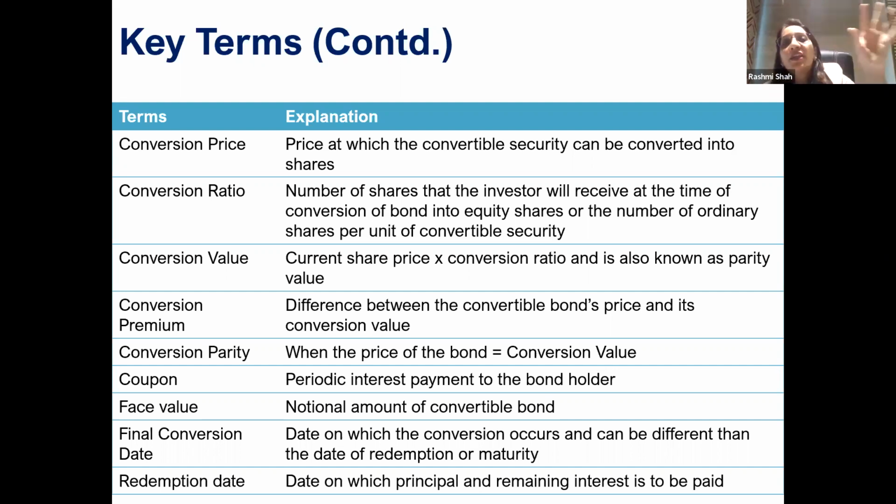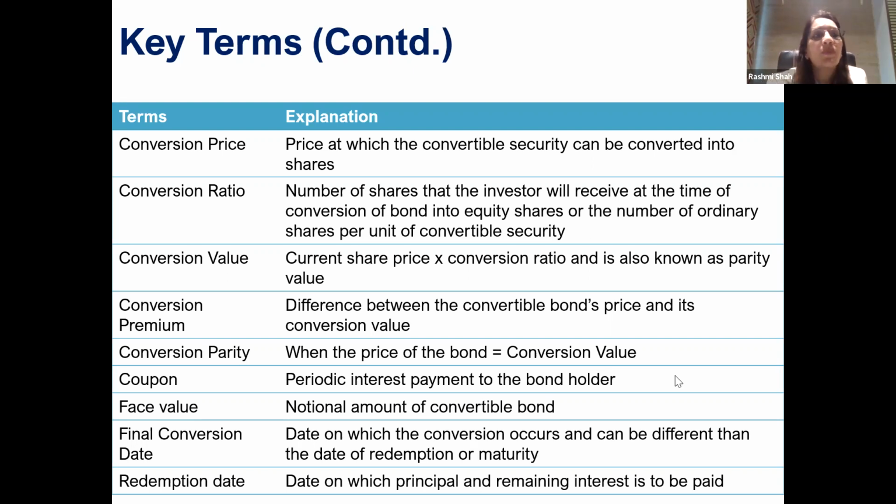How? 80 into 5, that's the conversion ratio. So 80 rupees into 5, that is 400. That gives me the conversion value. So there is now no conversion premium and the conversion premium is equal to 0. This condition is referred to as conversion parity. If the common share or the stock is selling for less than 80, the condition is below parity. And the reverse of it, if the share is selling for more than 80, then the condition is above parity. Okay, are you all clear till here?